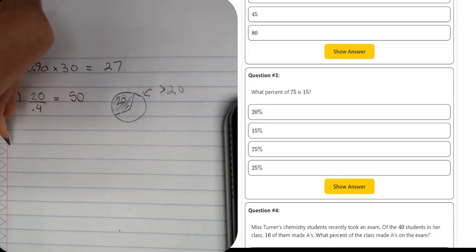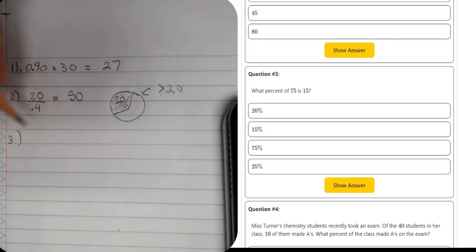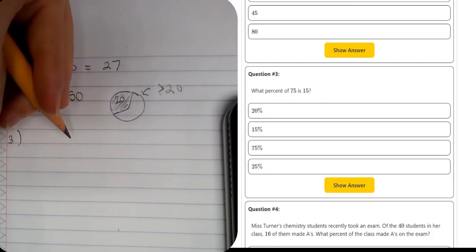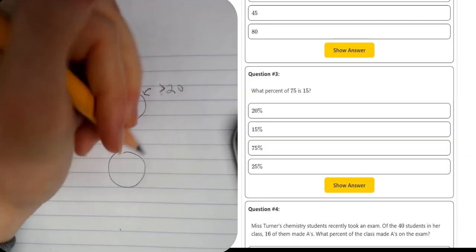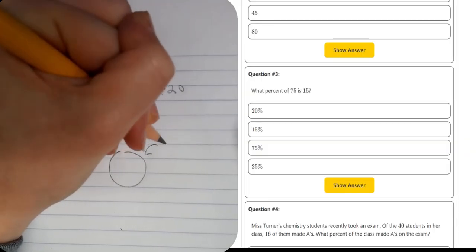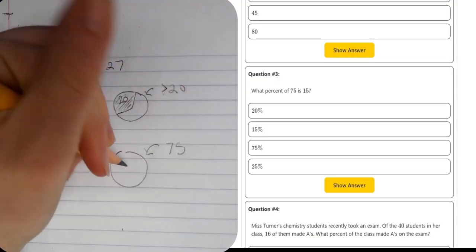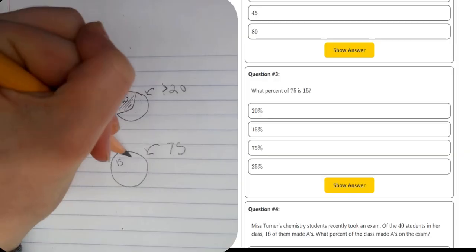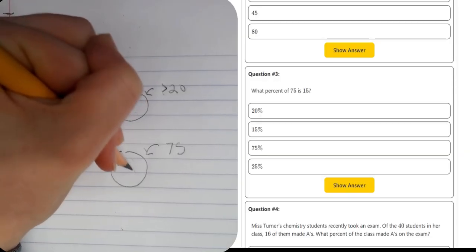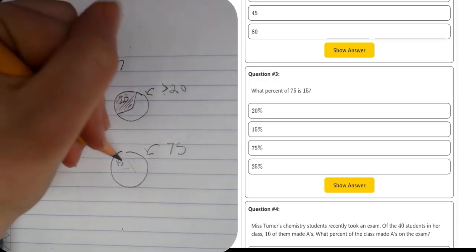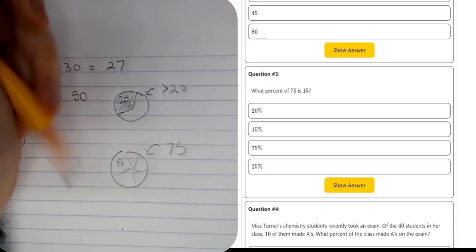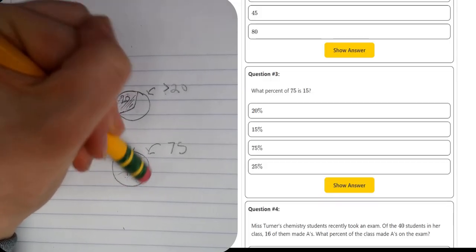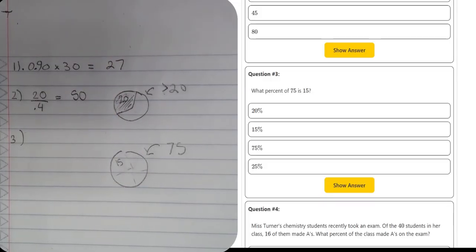Now we've got question 3. What percent of 75 is 15? Okay, so here we've got this giant circle. This whole thing means 75. Now, we've got 15, but we don't know how big this piece of 75 is. Like, I'm going to draw this, but I don't know. It could be that big, could be that big, could be that big. We don't know.